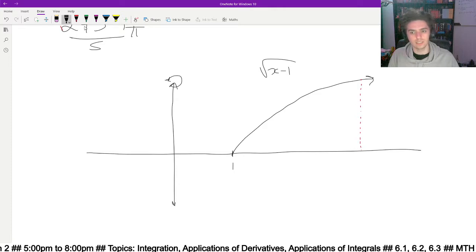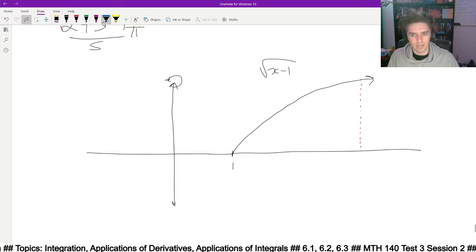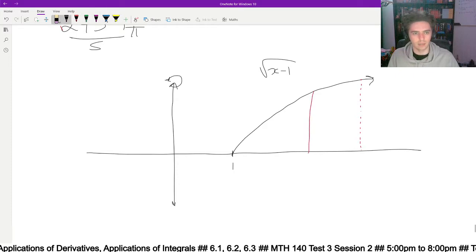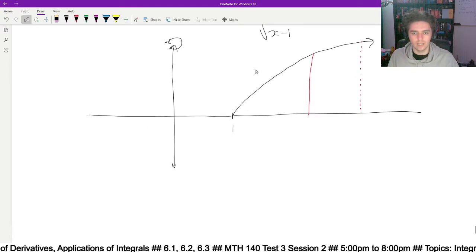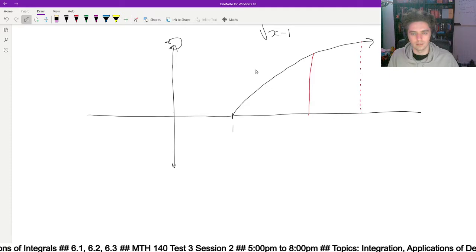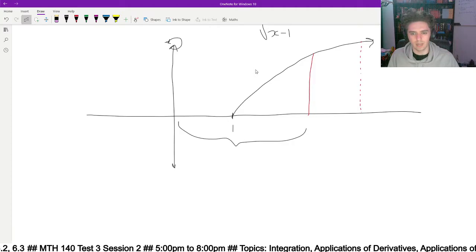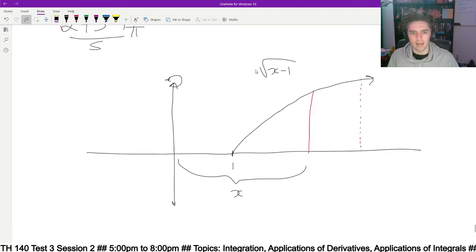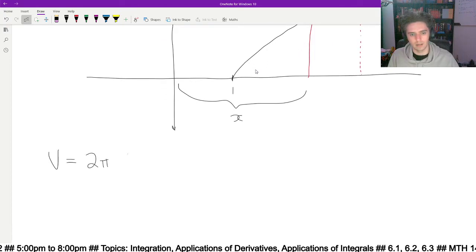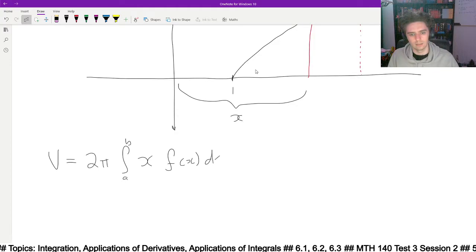So let's say we're still doing the same idea, but we're rotating around that area now. We're going to ask the same question. If I take some cylinder that's going to appear from here, what's the height and what's the radius of that cylinder? Well, the radius of that cylinder is still going to be x, isn't it? That's where I thought it would be different, but it's still x, right? So if we take our formula, the volume is 2 pi from a to b of x f of x dx.